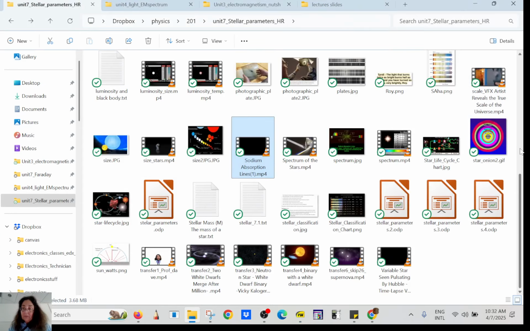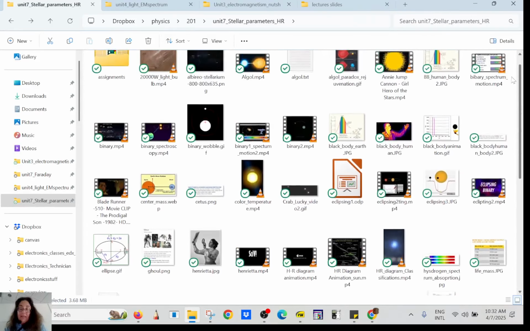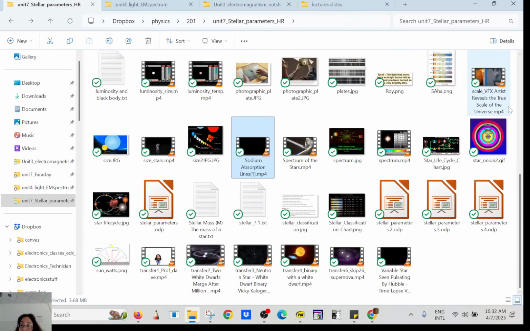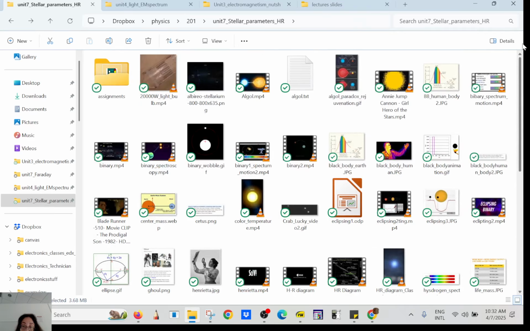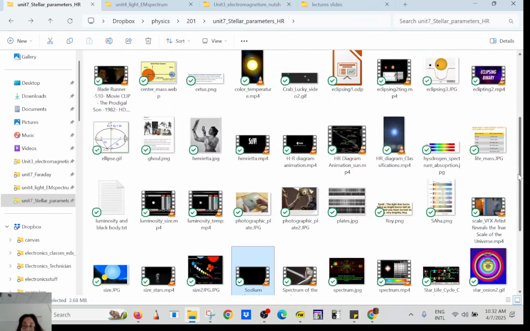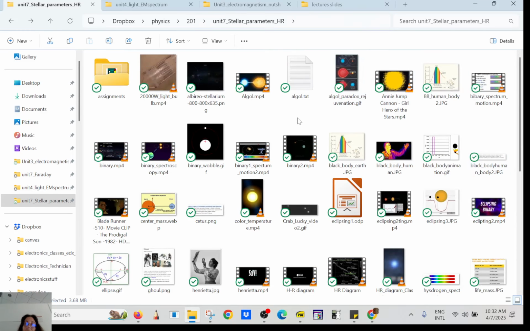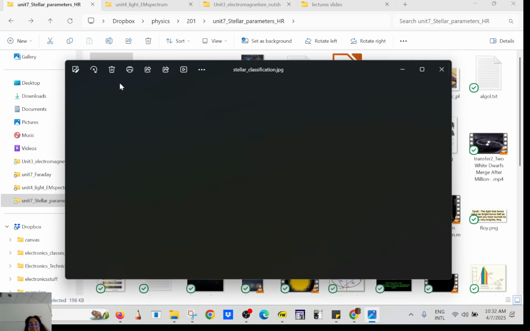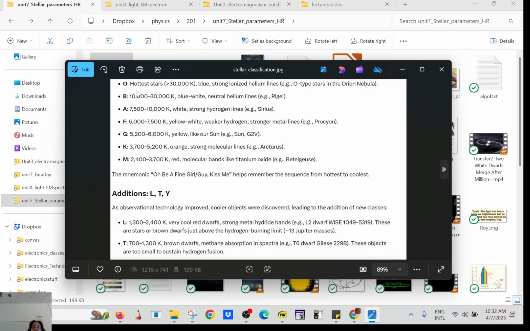I don't know if I have a picture. Because when I want to look for something, of course, I'm not going to find it. Stellar classification. Okay, so you have O.